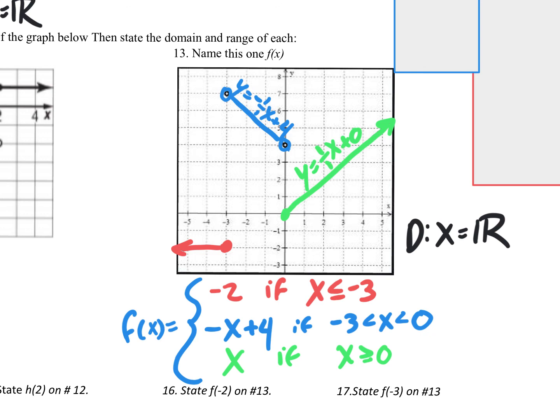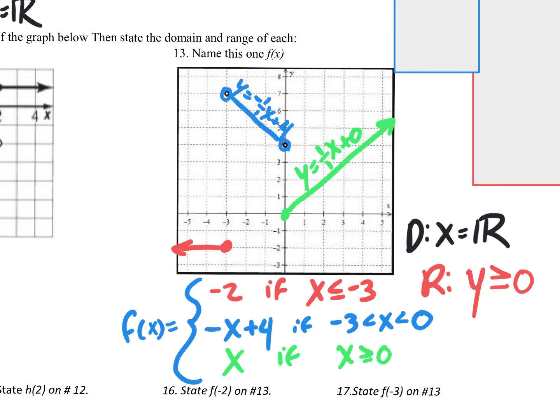Let's talk about range. Range is interesting. The range values. It would be y is greater than or equal to 0. That's great. Now, some people would say y is greater than or equal to -2 because they see that this is the lowest y value, -2. But if you say greater than or equal to -2, you have this gap right here. From -2 to 0, there's a gap.